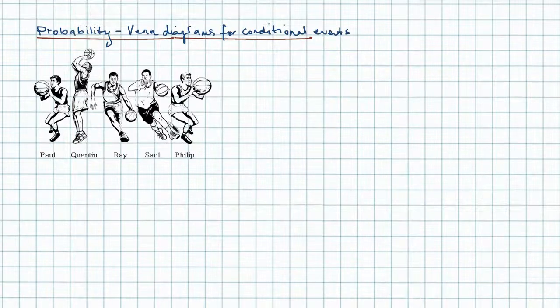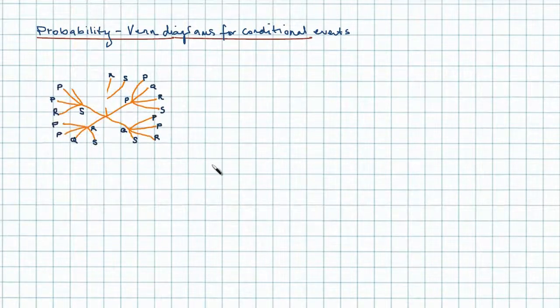Okay, now since we've already looked at the sample space, I'm just going to copy that from the previous example, and we had something like this, where in the first round we've got P, P, or we've got Q, R, and S. So that's 5 possibilities in the first round, and then 4 arms, of course, branch off from each of these because we've already selected one person, so we've got one less in the second round selection. Okay, so let's just write down what we're after. We're looking for the probability of somebody whose first name begins with P in round 2.